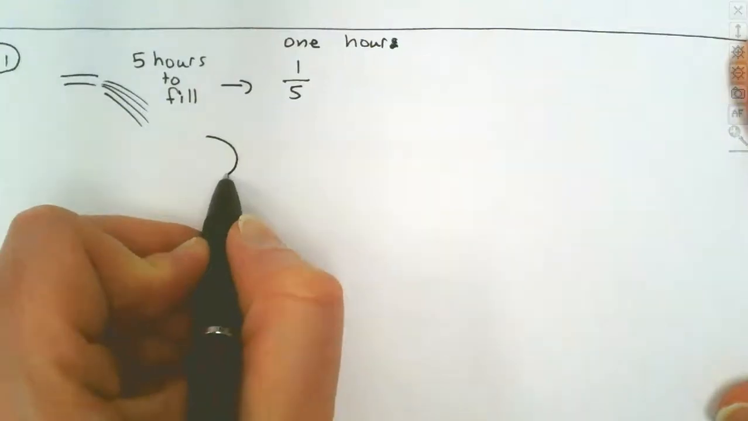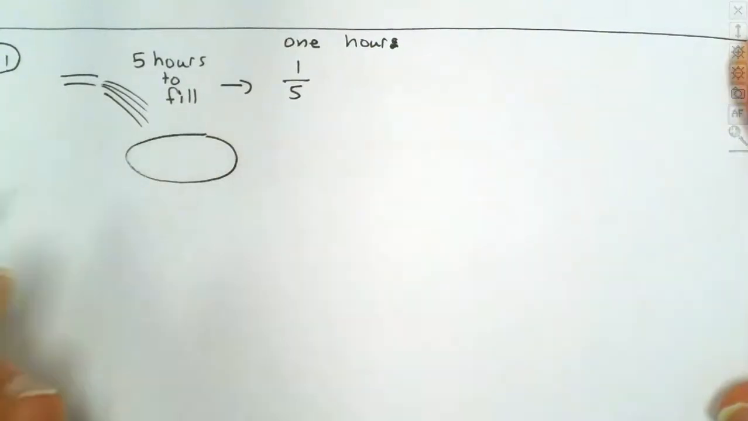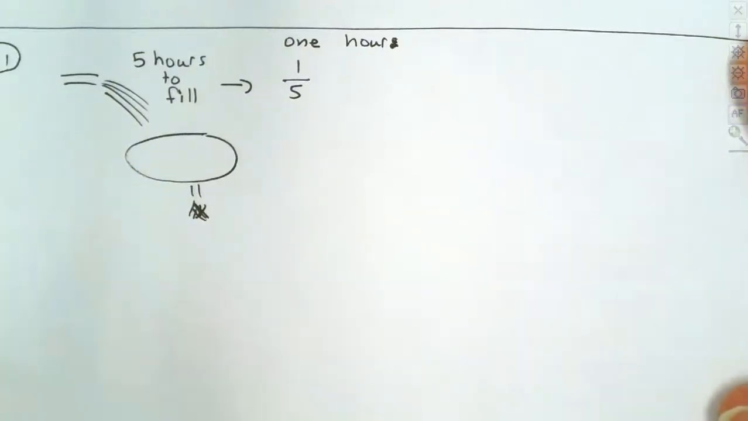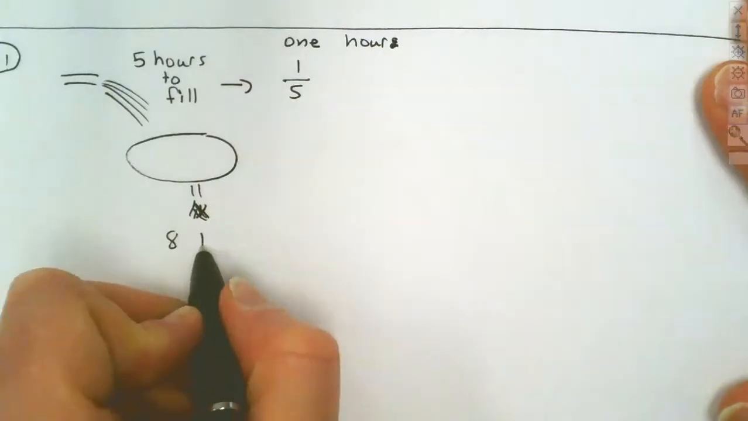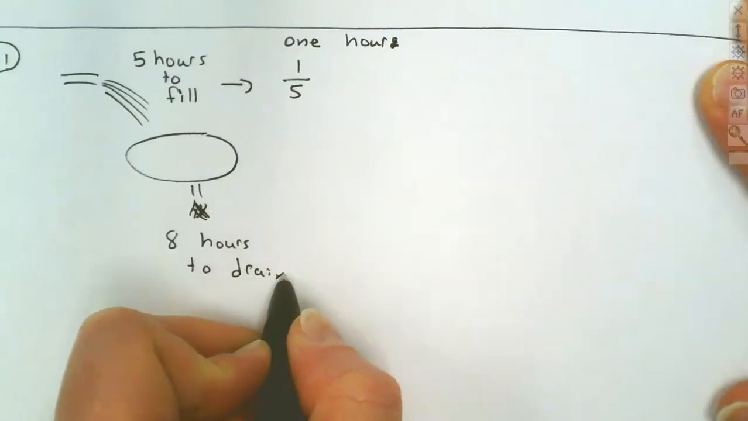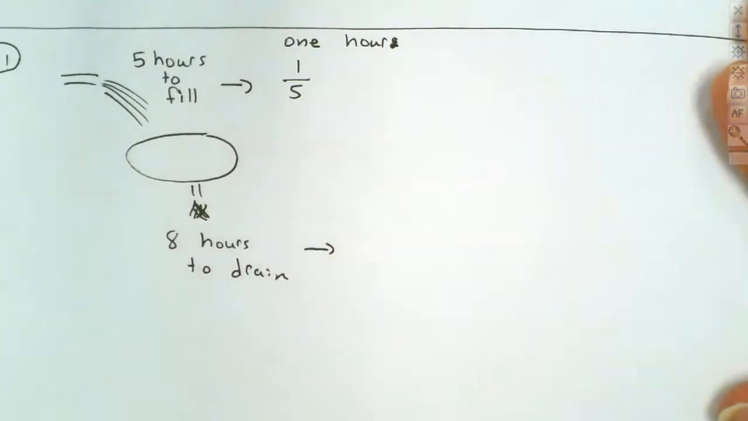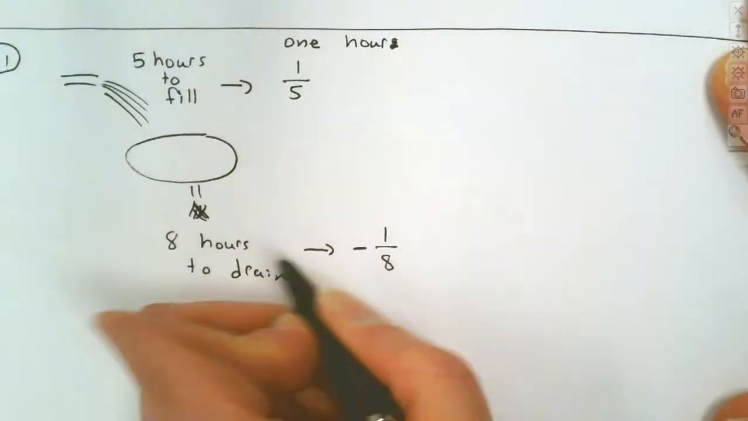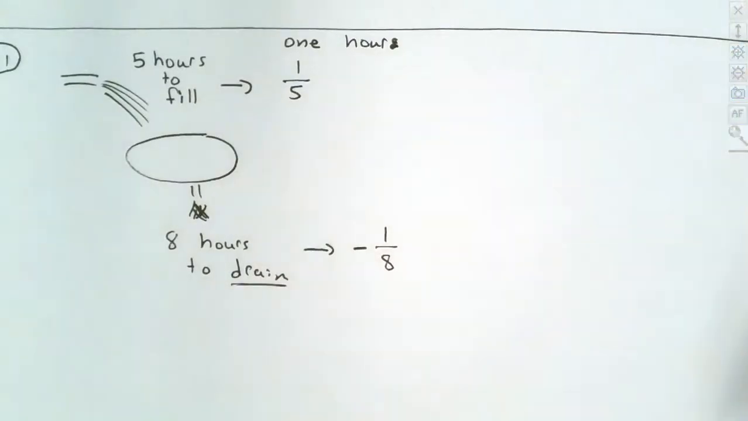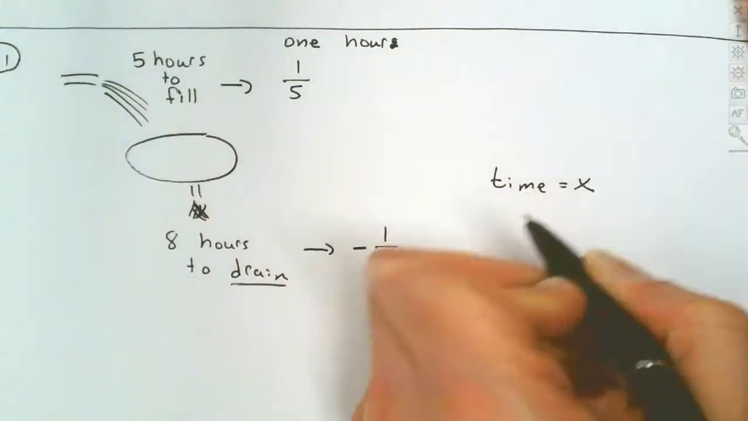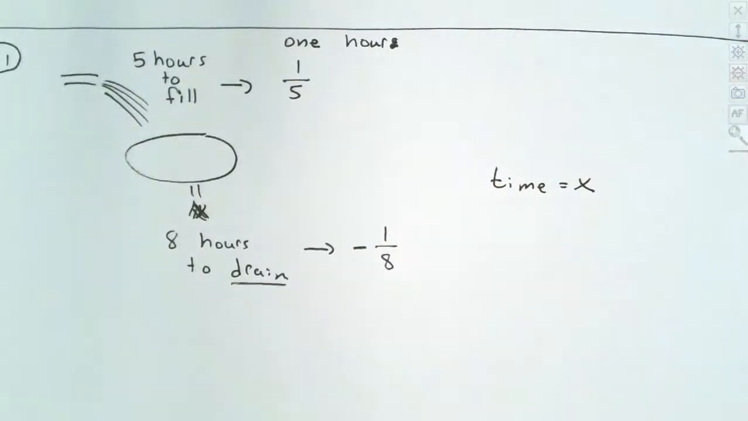And we're going to fill up this pool, but we're also at the same time going to be emptying the pool. And so this is going to be the drain, and it takes 8 hours to drain. So how much of this pool is drained in an hour? We're going to use a 1/8. I'm going to make this negative because it's draining. So you're taking water away. Our time again is going to be an x. So we've got water coming in as positive, water going out is negative.